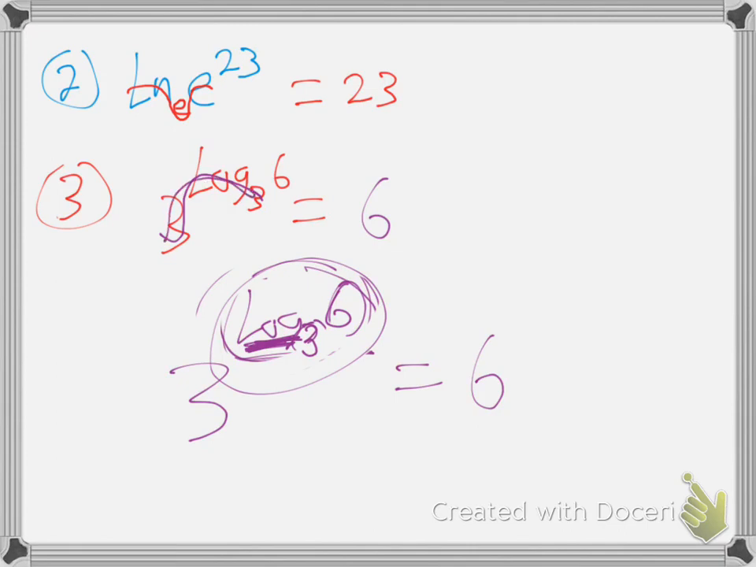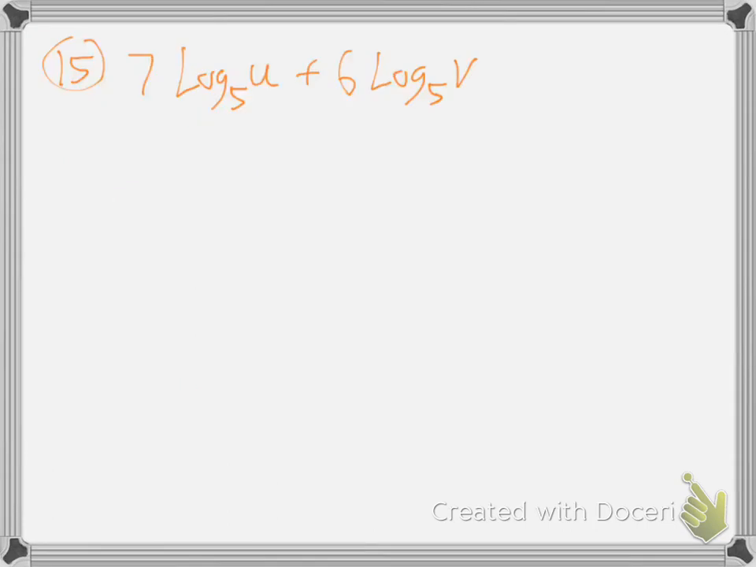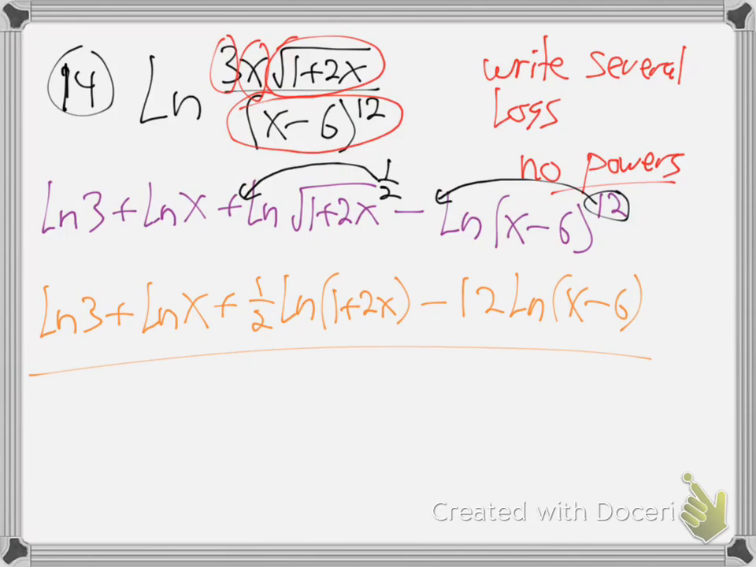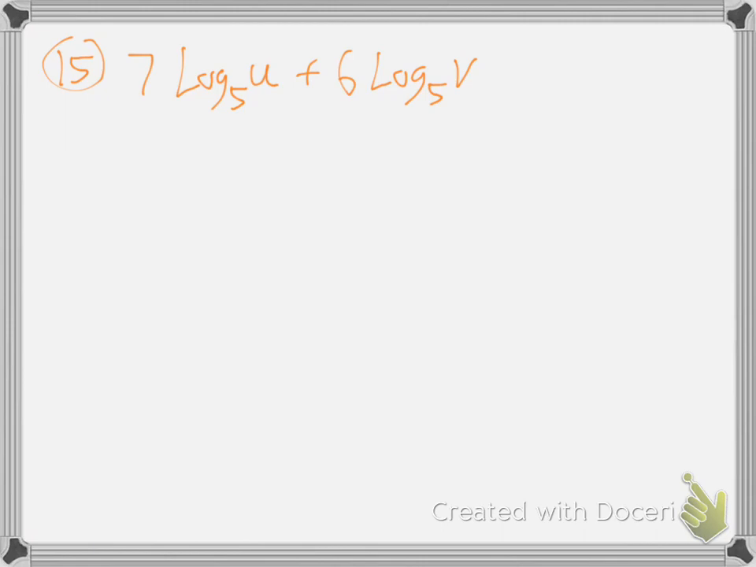Or the easiest way is these just cancel, don't they? When the base of the log and the base of the power match, they cancel. Now we're going to go the other way. Instead of taking one log, like in the last 5 or 10 problems, where we take one log and make it several logs, now we take 2 logs and they say write as 1 log. So we're going the other way now.